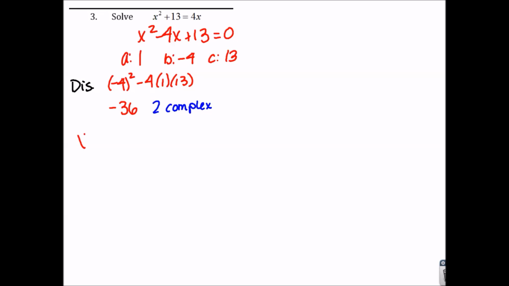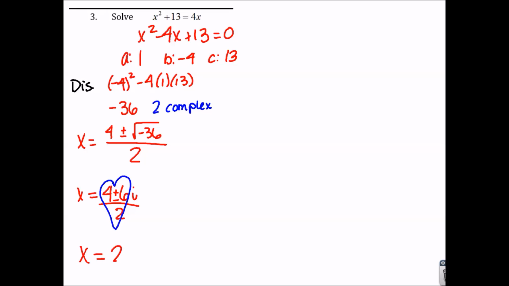So we can go ahead and fill in the rest of the quadratic formula. So we have negative b, since b is already negative, it'll change to positive, plus or minus square root of the discriminant over 2 times a, which is just 2. So square root of negative 36, square root of 36 is just 6, so this will be 6i. And again, we can divide all of these numbers by 2, so we need to go ahead and do that. So we end up with x equals 2 plus or minus 3i.